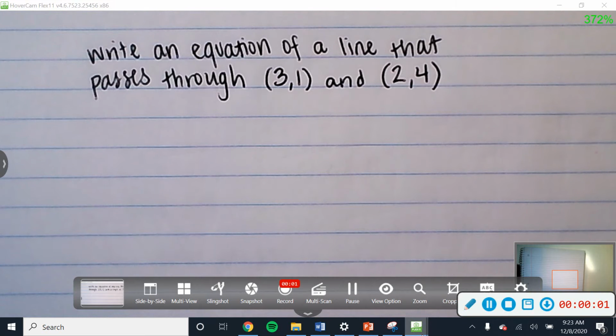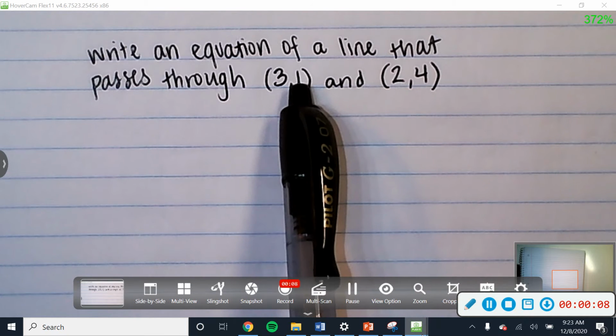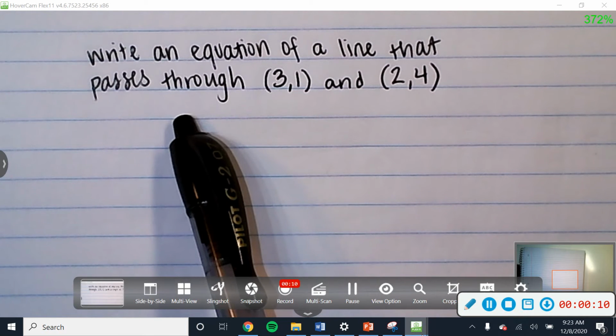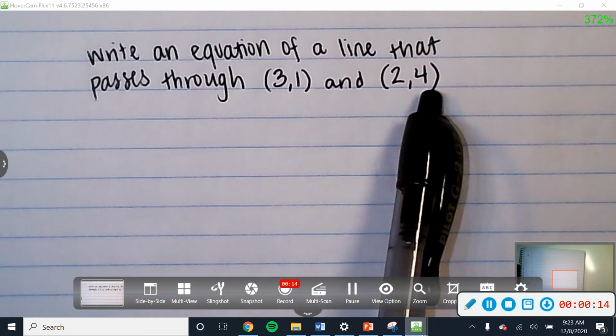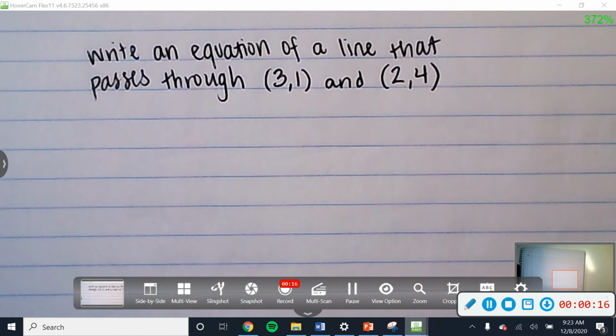So in this video, we're going to talk about how to write linear equations when you're only given 2 points. In this example, we want to write an equation of a line that passes through (3, 1) and (2, 4). You can do this with a graph, but we are going to solve algebraically.